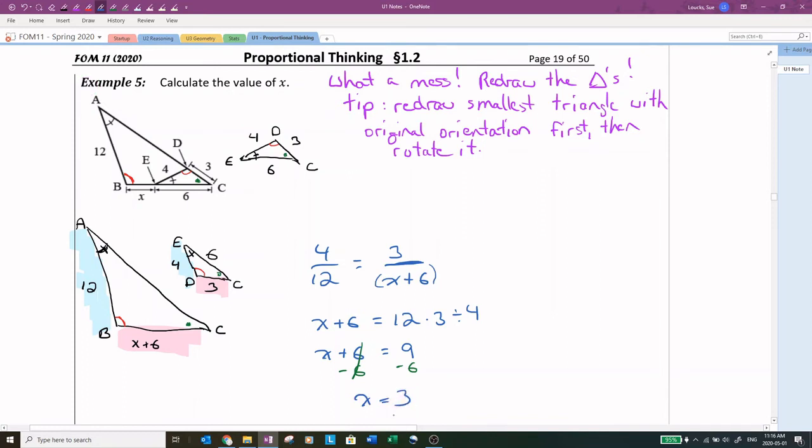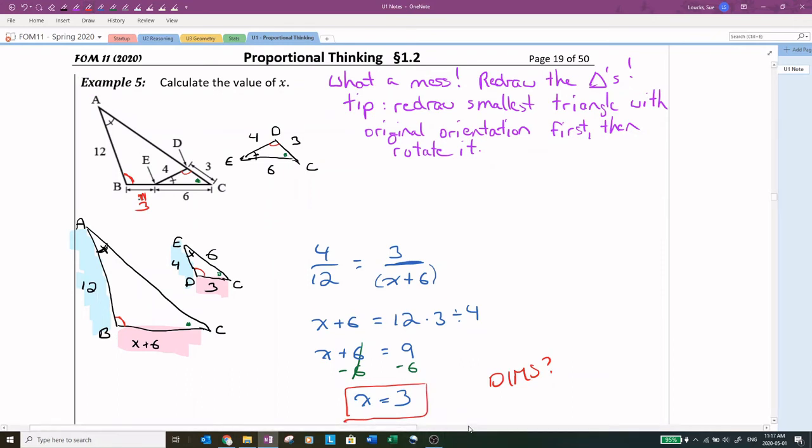Am I done? No, I have to check the dims. Does 3 make sense? If I come back to my original drawing and I put a 3 in here instead of the x, is that reasonable? Yeah, it's not 15. 15 would be a problem. But according to my drawing, it looks like it's kind of half of the 6, although the 12 is a bit of a problem. But no, it looks okay. All right, it's reasonable at the very least. Okay, so x equals 3, and we're done.